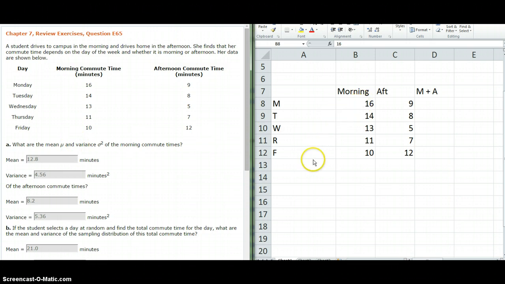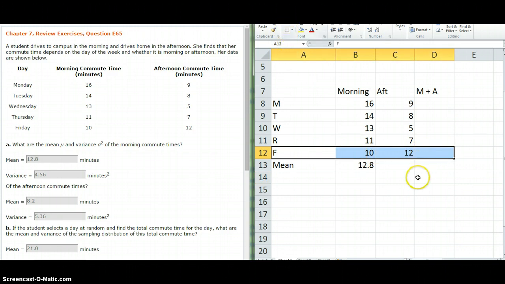Well, I've already listed out what was given in the table here, and then we can get the mean fairly quickly by just taking the average of the set of numbers. Oops, I think I grabbed too many there. Okay, there we go. So that's our average. And maybe just put a little line here to show the cutoff there. And for the average there, we can get 8.2. So the mean is 12.8.